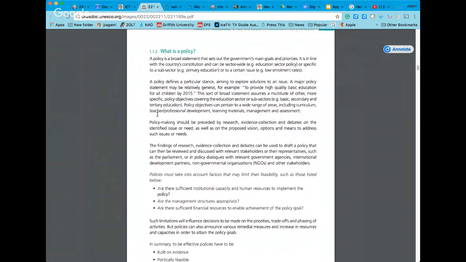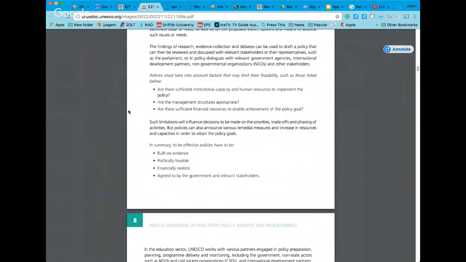But policies do still need to be reasonably realistic. You can't just say, I want every student to get 100% in every assessment task or something like that. They need to be built on evidence and be feasible, both politically and financially. And ideally, they should be agreed upon by all the people involved. Now, unfortunately, that very rarely happens, particularly in education.